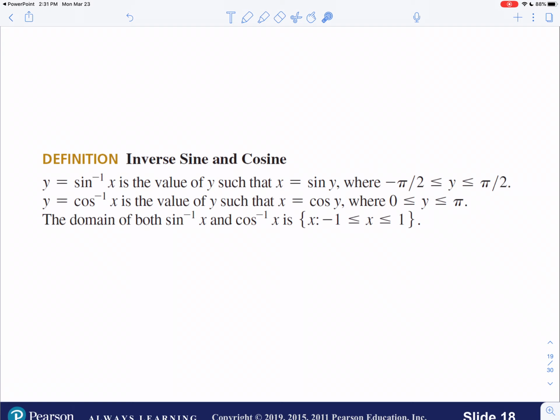So y equals the inverse sine of x is going to be the value of y such that x equals the sine of y, where y goes from negative 90 to 90 inclusively.